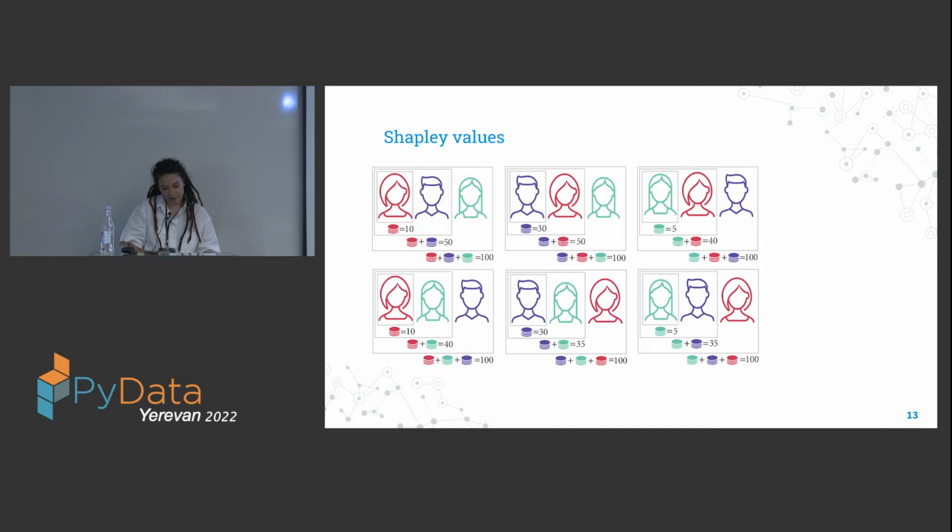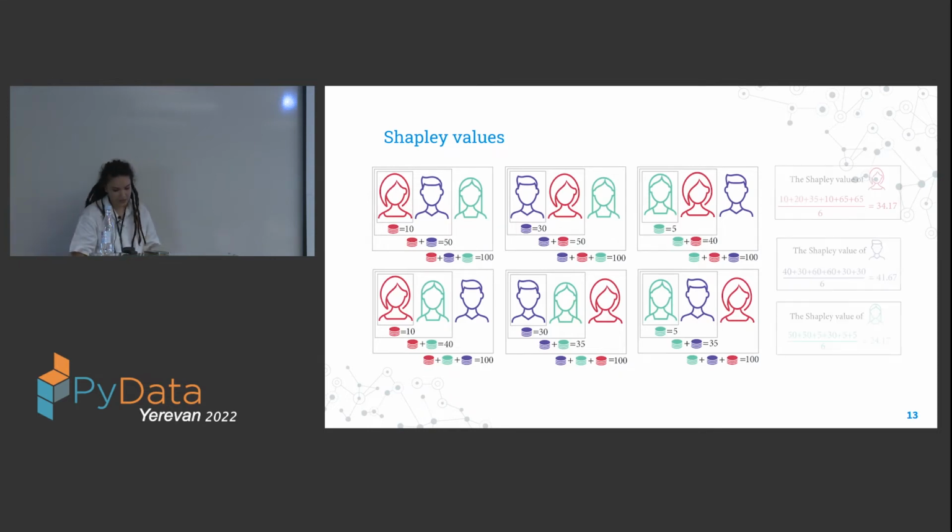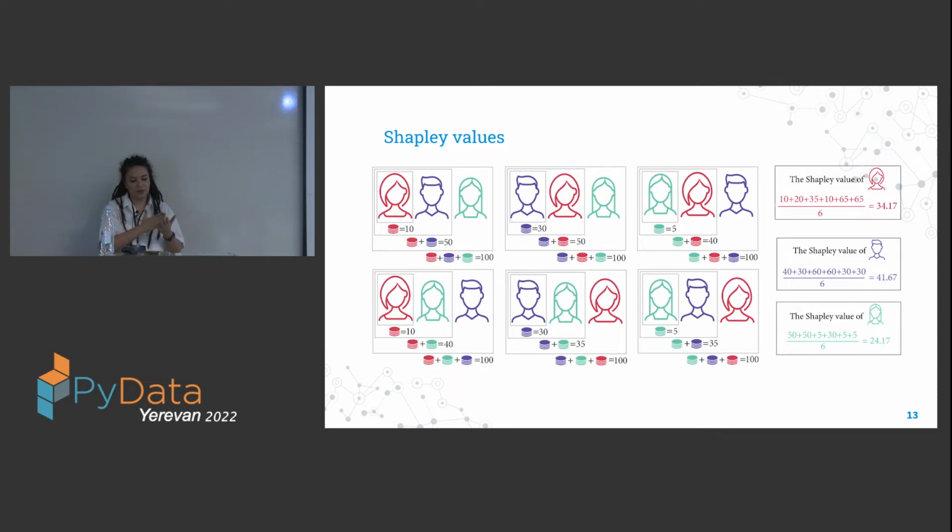But in case the blue player was first, and blue player always brings 30 to the game, and the red player joins second, this time she needs to add as much to get 50, because their coalition value is always 50, which means she needs to bring 20 to the game, and so on. So if we have 3 players playing this game, we have 6 joining orders. And then to calculate the Shapley value, which is the marginal contribution of each player, we need to see from each joining order how much this player added to the game and divide it by the number of joining orders.